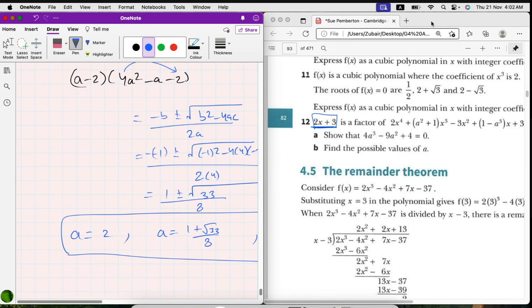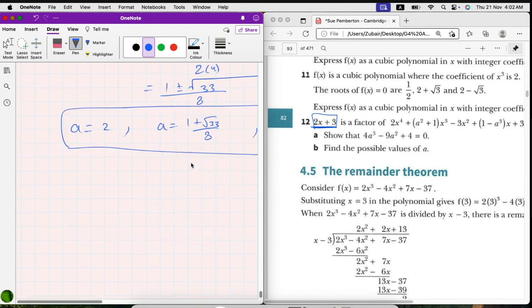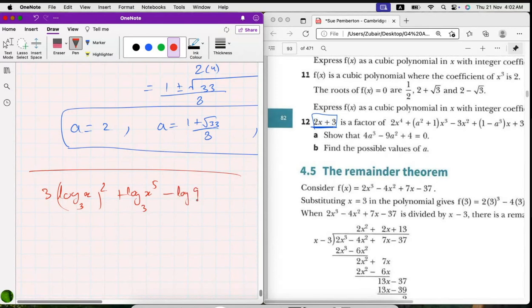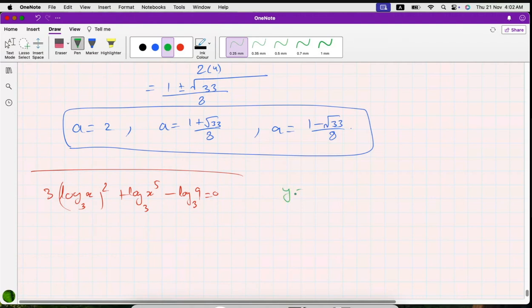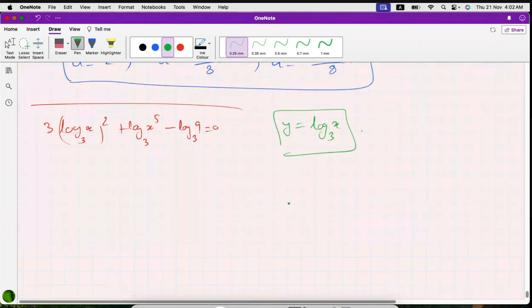They would say that logs are included because you need to know the rules of logarithms for this. Say this says 3 log x to base 3 whole squared plus log x raised to the power 5 to base 3 minus log 9 to base 3 is equal to 0. And the question says use substitution y is equal to log x to base 3. We may have different things in different topics, but still you have to study logarithms for this.